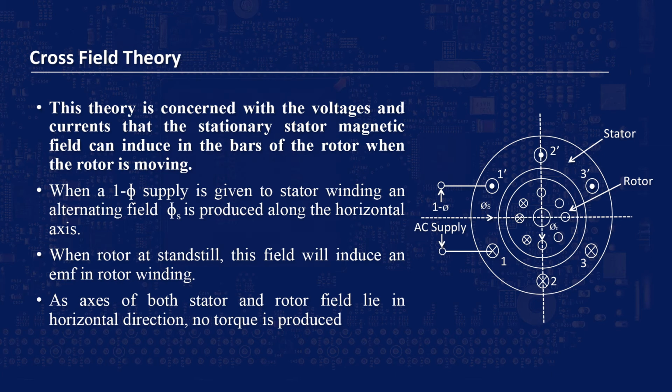So, initially when a single phase supply is given to the stator winding, an alternating field phi s is produced along the horizontal axis. Initially the rotor is at standstill. So, this field will induce an EMF in the rotor winding. Now, as the axes of both stator and rotor fields lie in a horizontal direction, there will be no torque produced. Now, what we are going to do here is give a slight rotation to the rotor.